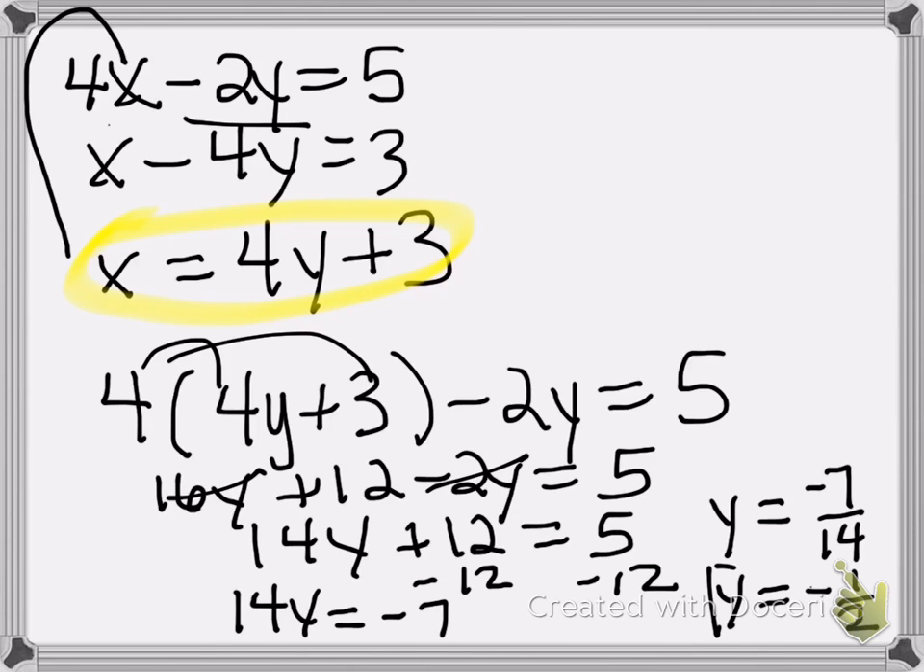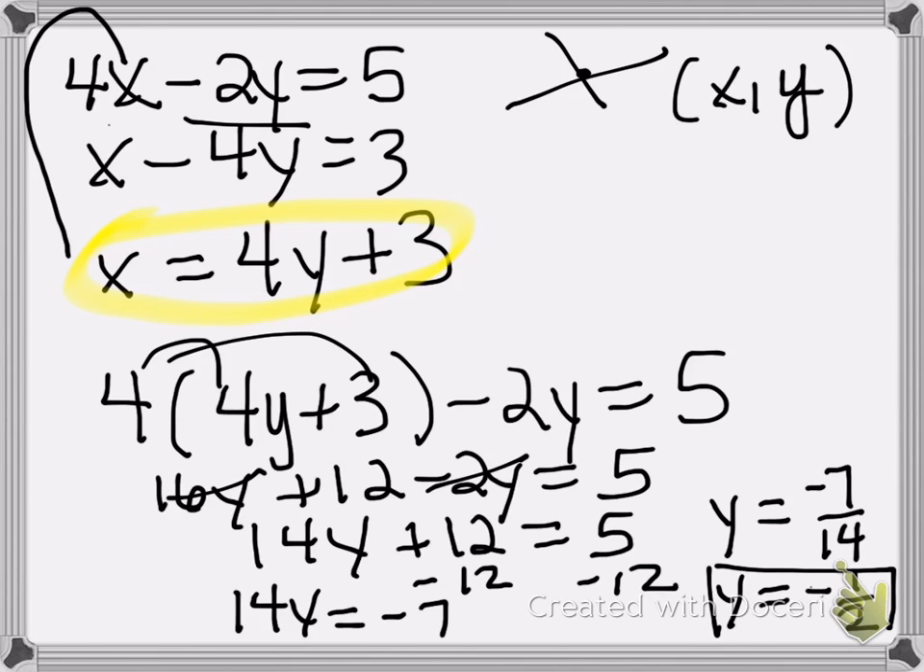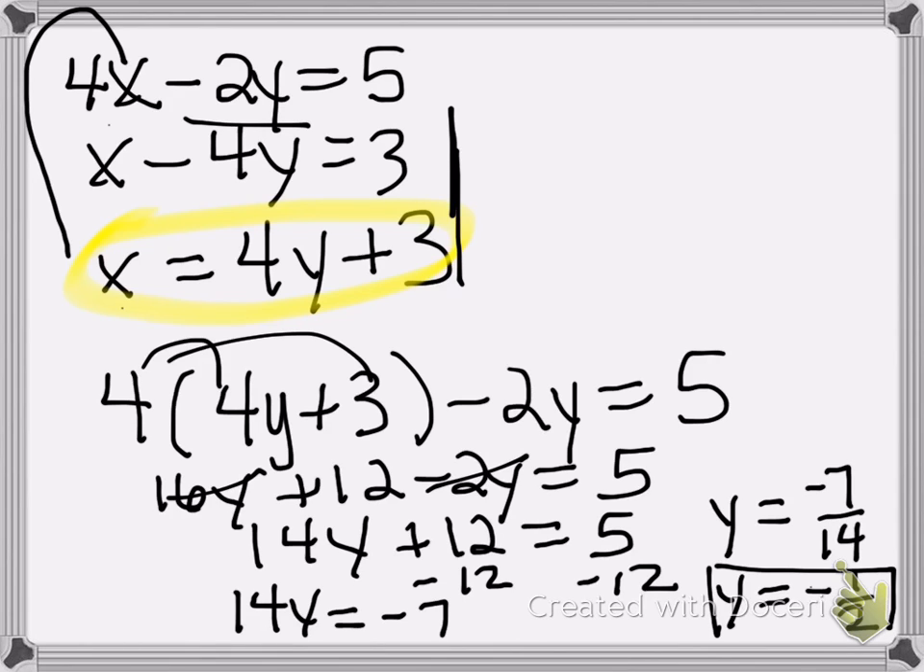Okay, so now you found y. And remember, when two lines cross, they're at an ordered pair, and it's always going to be an xy. So you still need to find the x. You haven't found x yet. You just have y. So we're going to do some substitution to find x. We're going to come right here, and we're going to use this equation and plug in y because we know what it is.